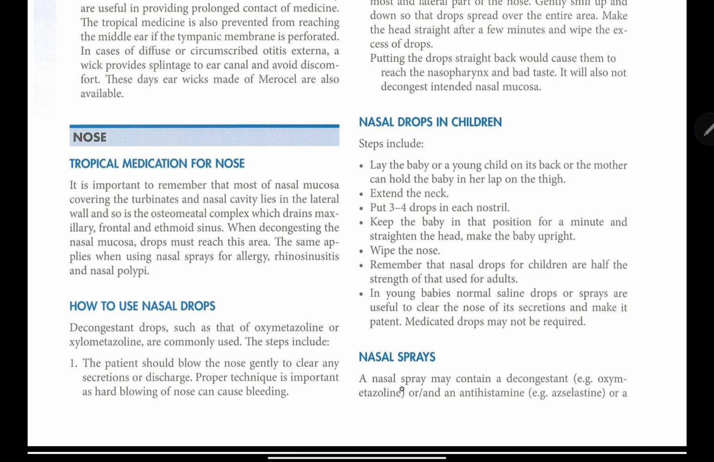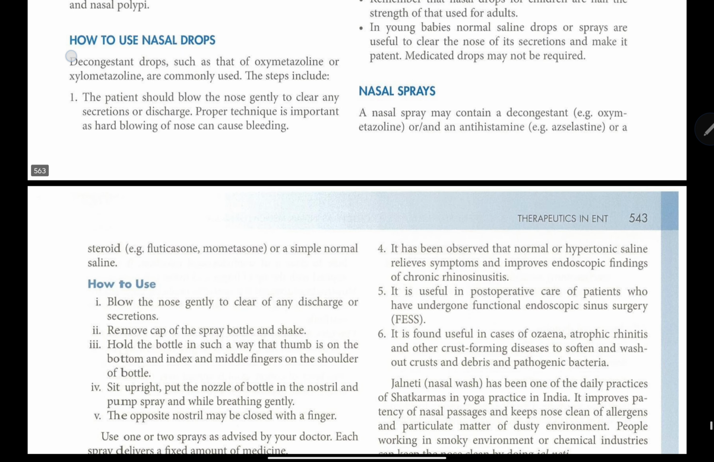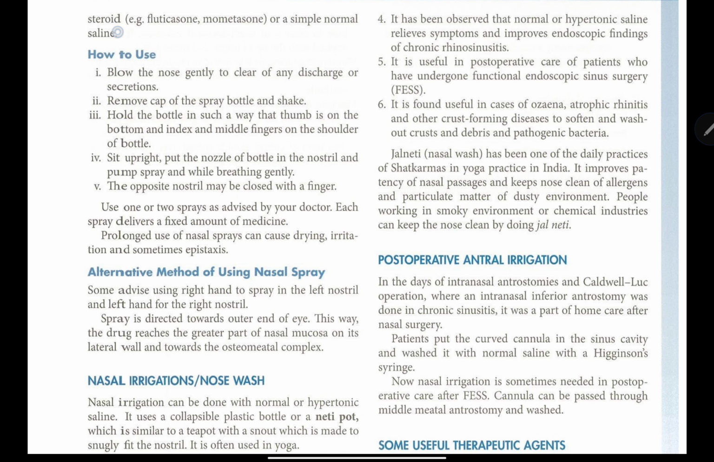Nasal sprays. A nasal spray may contain a decongestant, for example oxymetazoline, an antihistamine, for example azelastine, a steroid, for example fluticasone or mometasone, or simple normal saline. How to use: blow the nose gently to clear off any discharge or secretions. Remove the cap of the spray bottle and shake it. Hold the bottle in such a way that the thumb is on the bottom and the index and middle fingers on the shoulder of the bottle.